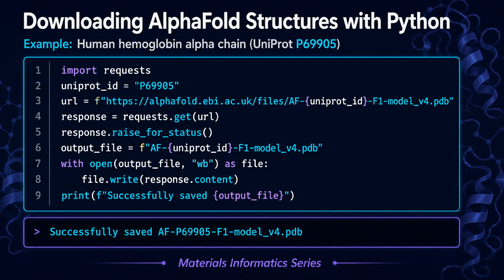Downloading structures from AlphaFold is straightforward using Python's requests library. The URL pattern is the AlphaFold site at alphafold.ebi.ac.uk, then /files, then AF- your UniProt ID, -F1-model_v4.pdb. You just substitute the UniProt ID of the protein you are interested in. For example, P69905 is the human hemoglobin alpha chain. The function shown here handles the HTTP request, checks for errors, and saves the file locally. Always verify the download was successful before proceeding with analysis.